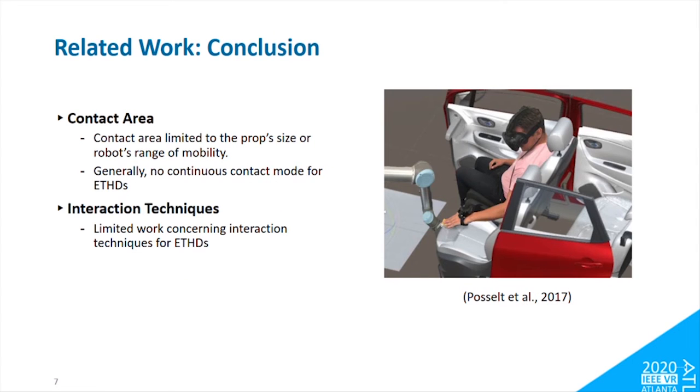Having an ETHD that provides a complete object surface representation is a hard task to achieve. Thus, most of the works concerning these types of haptic displays have a limited contact area, mainly for 2 reasons. The first is the size of the tangible object being held, and the second is the ETHD's mobility range. To the best of our knowledge, there's limited work in matters of interaction techniques that could exploit both tangible object size and ETHD workspace in order to render a large contact area.